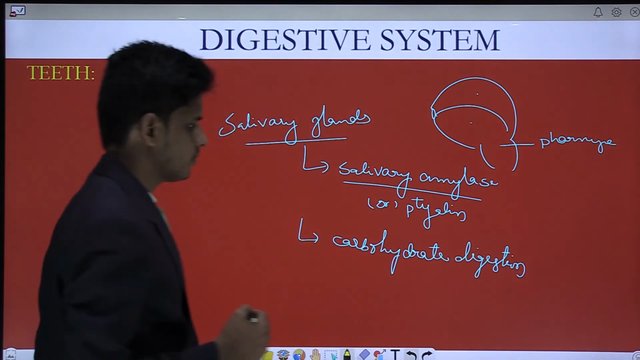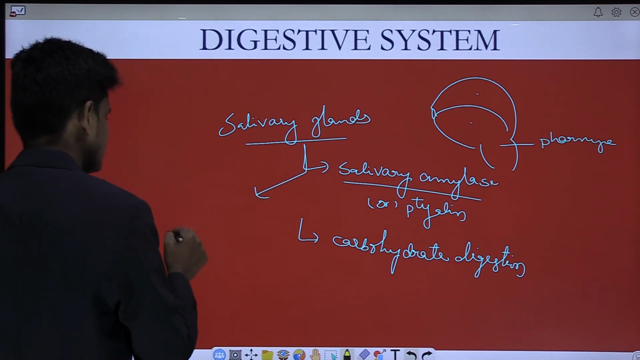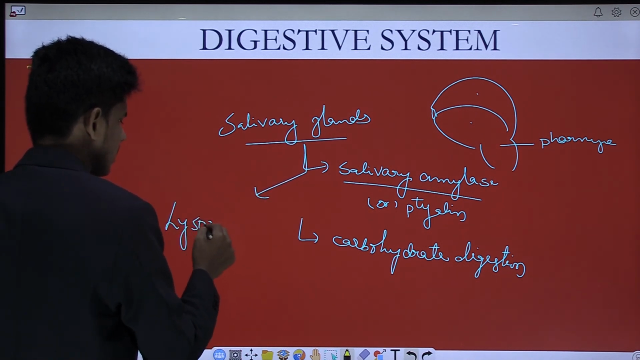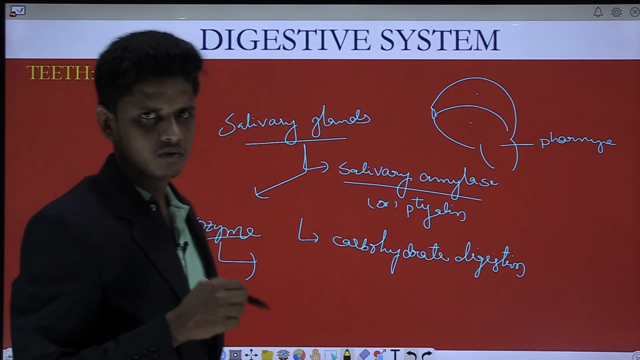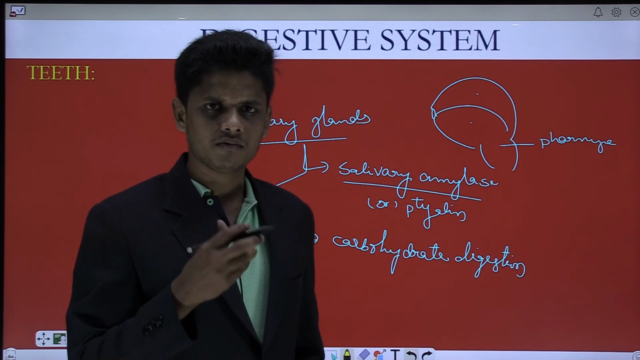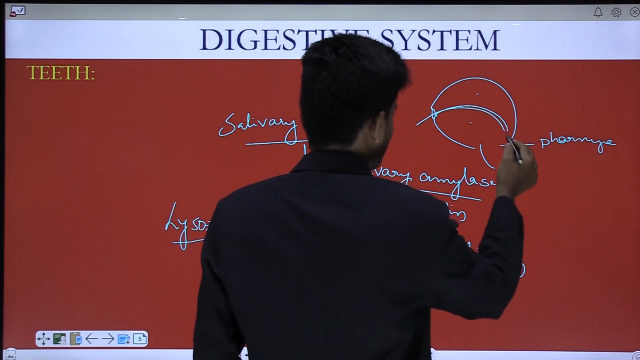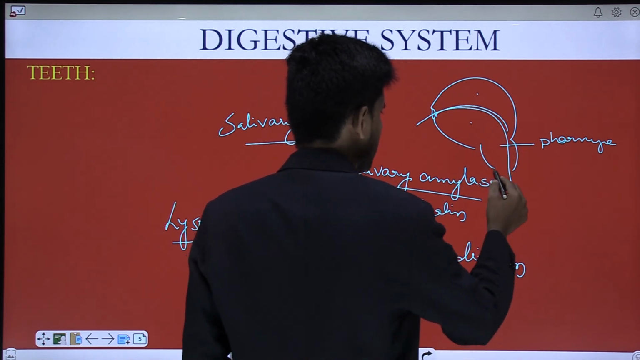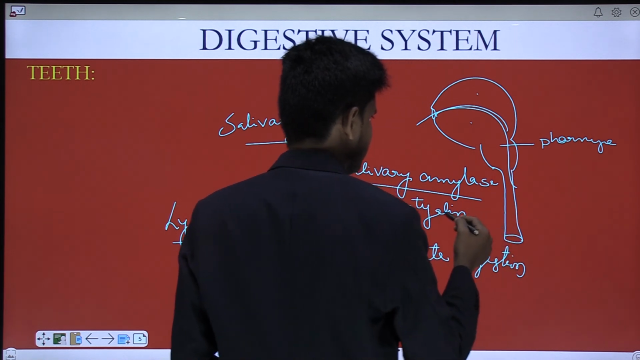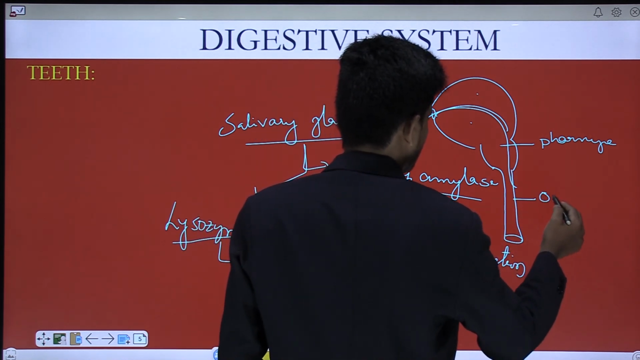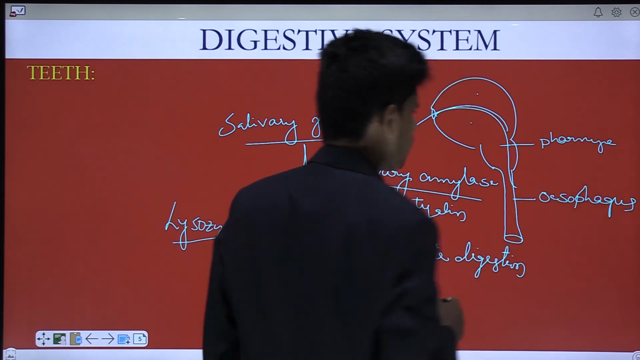Fine. And here there is also another enzyme called lysozyme, which kills the microorganisms that are there in the mouth with the food. Fine. And this food passes from the oral cavity through the pharynx, and it opens into a long tube. It is called the esophagus. What is this? Esophagus.